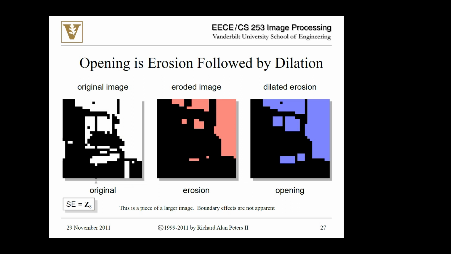And this is the same, but the three Ds are separated. So original, the erosion, and then the dilation of the erosion.